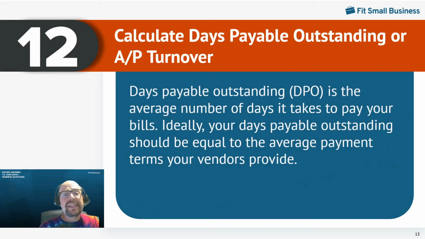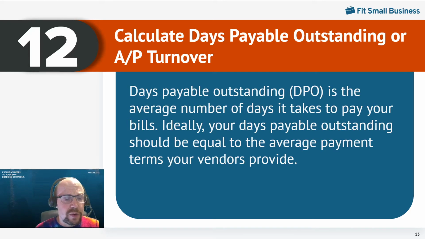My 12th best practice: calculate the days payable outstanding. Or you might prefer the accounts payable turnover ratio. They basically measure the same thing. My preference is the days payable outstanding because it is a little bit easier to understand. It's basically the average number of days it takes to pay your bills. So that should be highly correlated with the terms that your vendors give you.